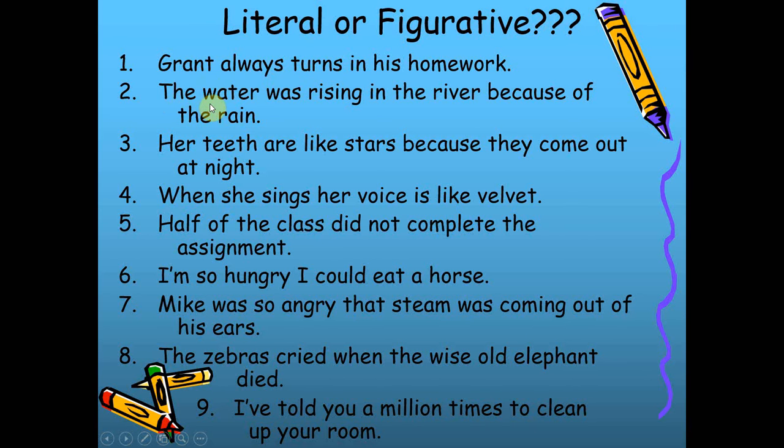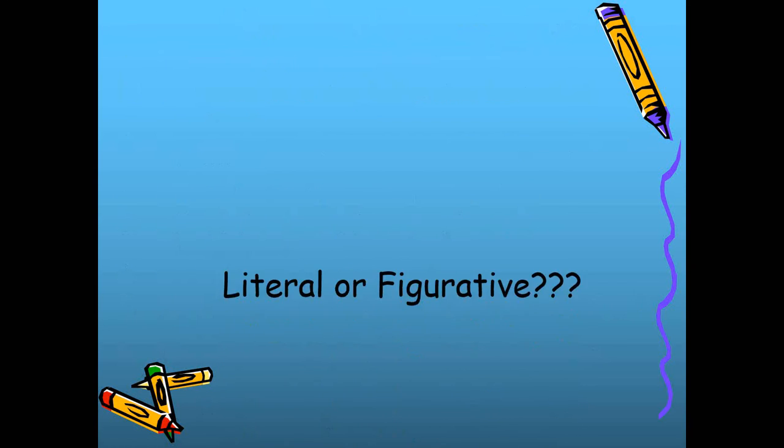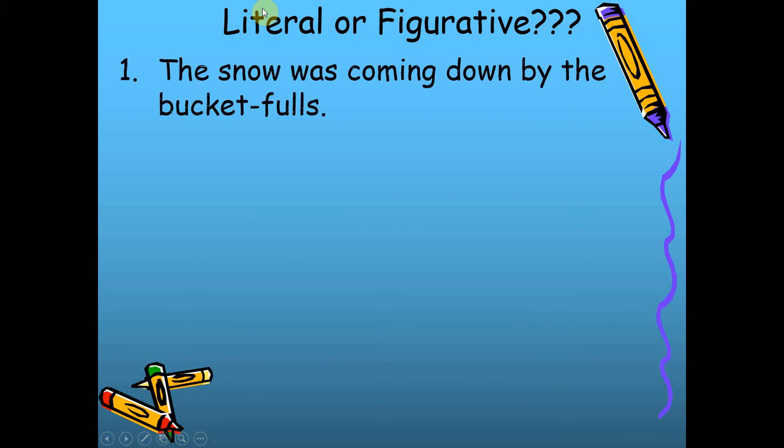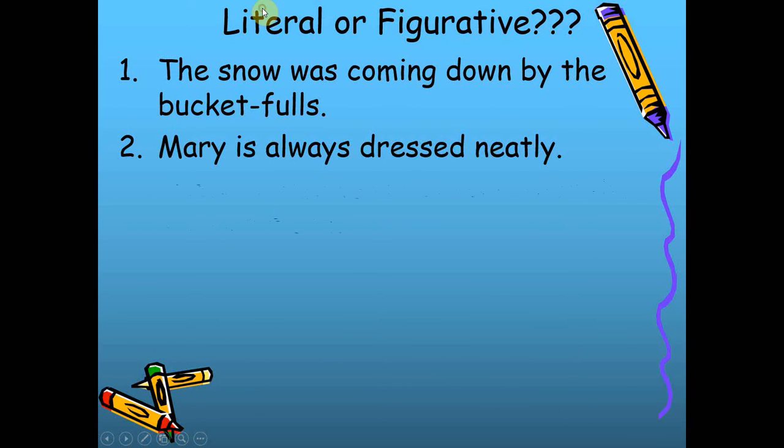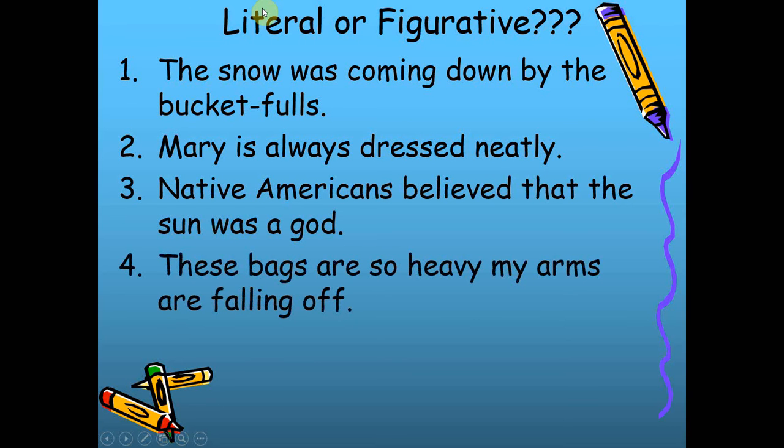While the second example, the water was rising in the river because of the rain, is also a literal language sentence. No figurative language is mentioned here. While here, when we read these sentences, the first one, the snow was coming down by the bucketfuls. He's trying to show you how hard the snow was coming down. So he's saying the snow was coming down by the bucketfuls.